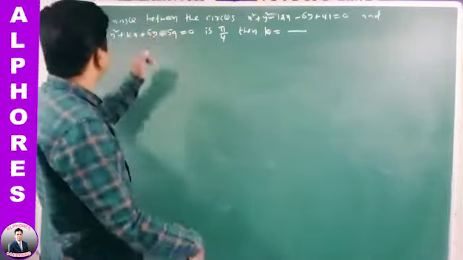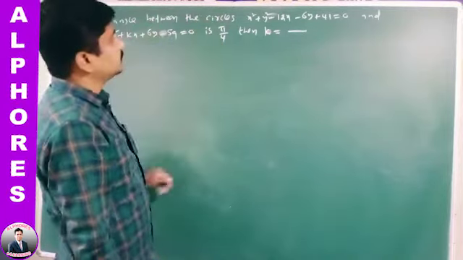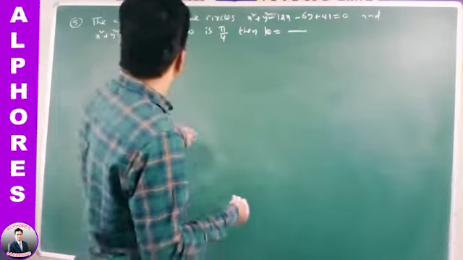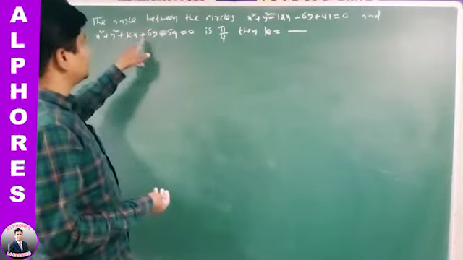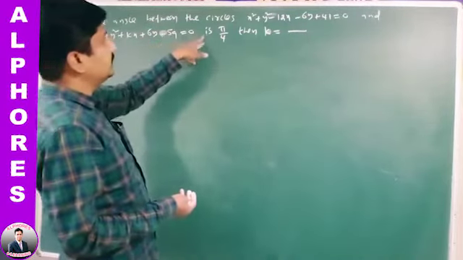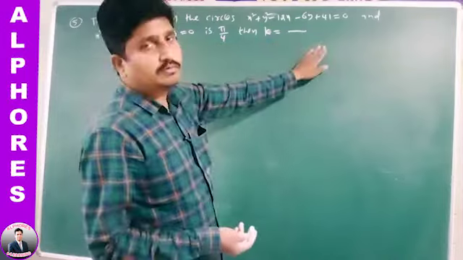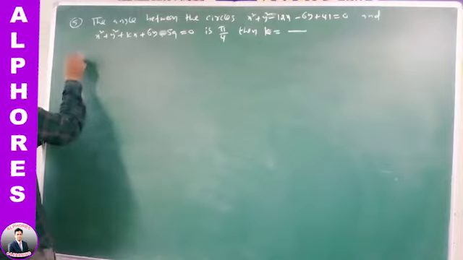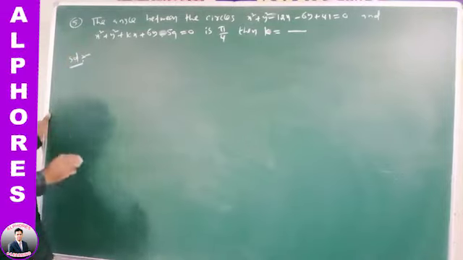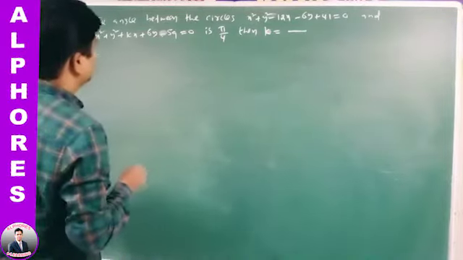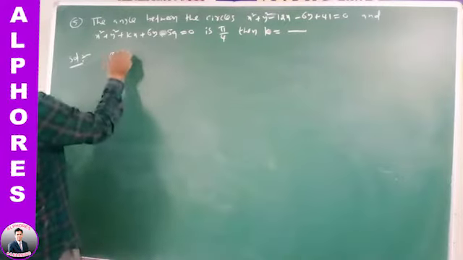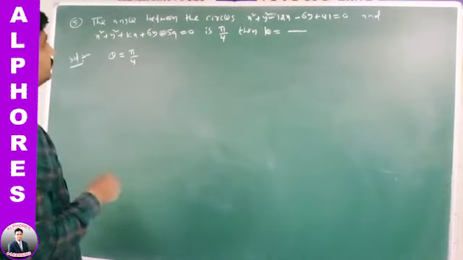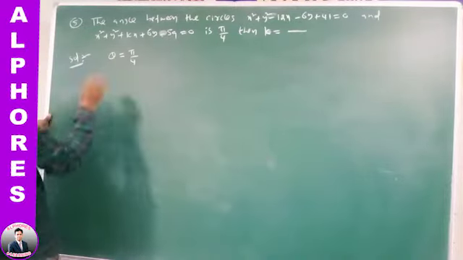Another problem. The angle between the circles x square plus y square minus 12x minus 6y plus 41 equal to 0, and x square plus y square plus kx plus 6y minus 59 equal to 0 is 5/4. Then k equal to what? Suppose theta is the angle between the given circles. Here k equal to what?